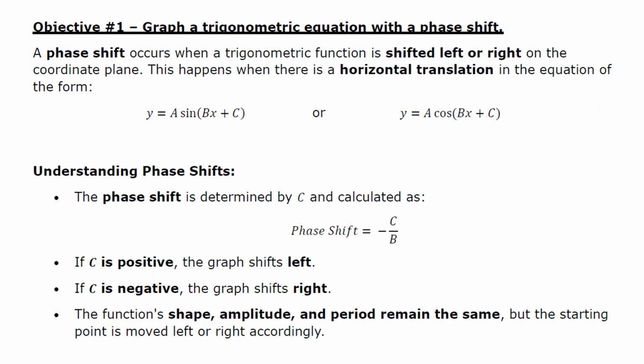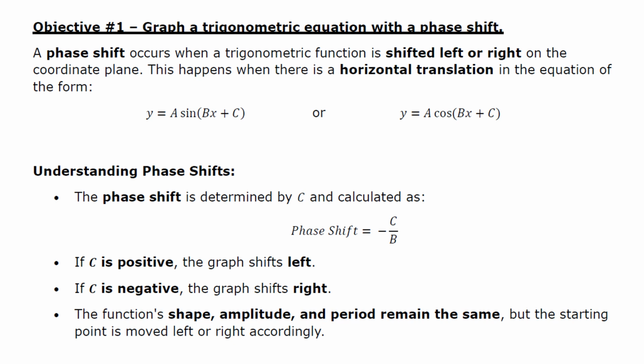So a phase shift occurs when a trigonometric function is shifted left or right on the coordinate plane. This happens when there is a horizontal translation in the equation of the form y equals a times sine of bx plus c, or y equals a cosine of bx plus c.